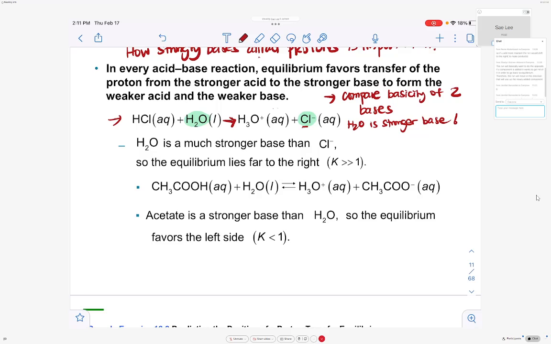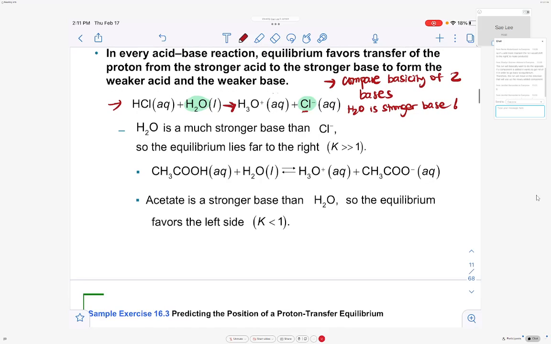All right, so let's take a look at the second reaction. On the reactant side, water is a base and conjugate base of acetic acid is going to be acetate. This is a conjugate base. Again, compare the basicity of two bases. Let's compare the basicity of these two bases, water and acetate.